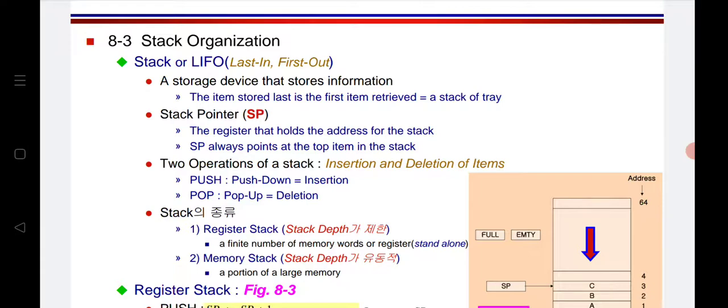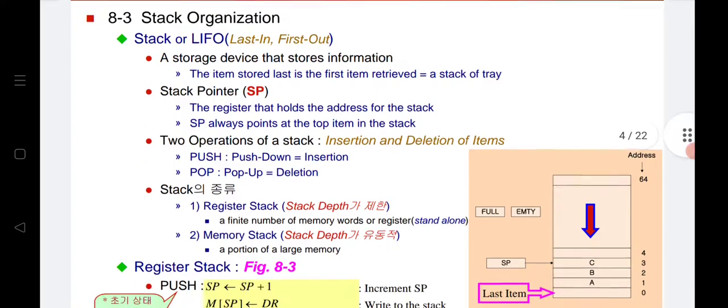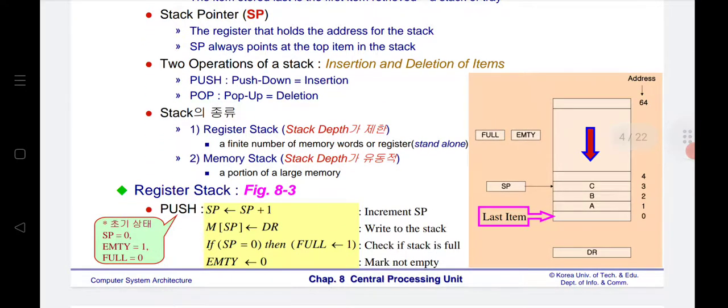What do you mean by memory stack? A memory stack is a portion of large memory that I allot as stack memory. That is known as a memory stack. Coming to the register stack organization, we'll see how your push and pop instructions are going to work.